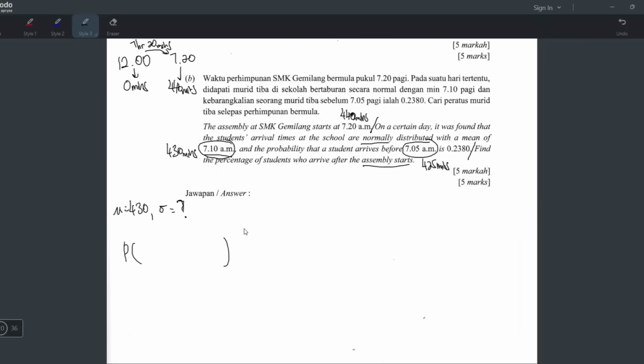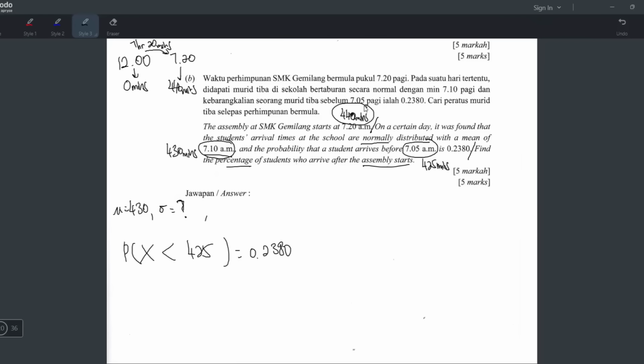So probability of, let x be the time, smaller than what? Before, right? Before means smaller than 425 is equal to 0.238. Okay, the question says find the percentage of students who arrive after assembly starts. Okay, percentage and probability are linked together. So if they want to find percentage, it means find probability. It's the same thing. So if they say percentage, you find probability and then later your probability answer just times 100, then you get the percentage.